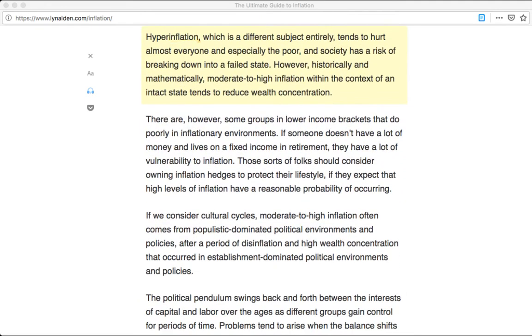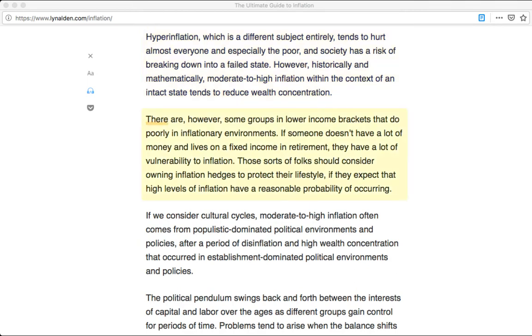Hyperinflation, which is a different subject entirely, tends to hurt almost everyone and especially the poor, and society has a risk of breaking down into a failed state. However, historically and mathematically, moderate to high inflation within the context of an intact state tends to reduce wealth concentration.